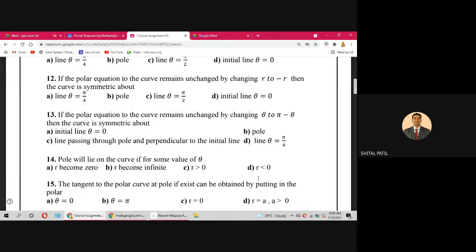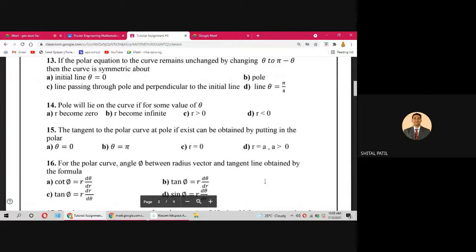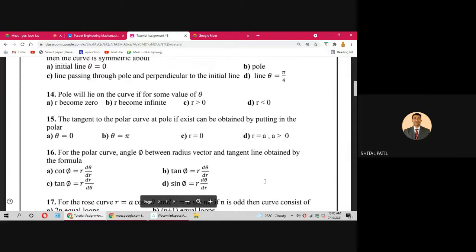The tangents to the polar curve at a pole, if they exist, can be obtained by substituting r equal to 0 in the equation of the curve. Just substitute r equal to 0 and you will get the values of theta. For example, theta equal to pi by 4, theta equal to pi by 6. These are the tangents. Question number 16.